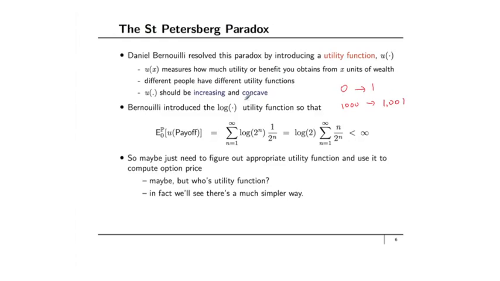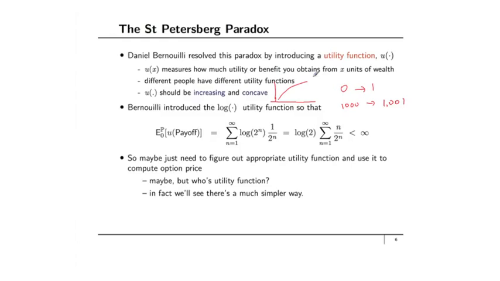So Bernoulli suggested using the log utility function. The log function is increasing and it's concave. So this is an example of a concave function. It's like an inverted saucer. Okay, it's increasing and it's concave. So the log utility function is what Bernoulli suggested.